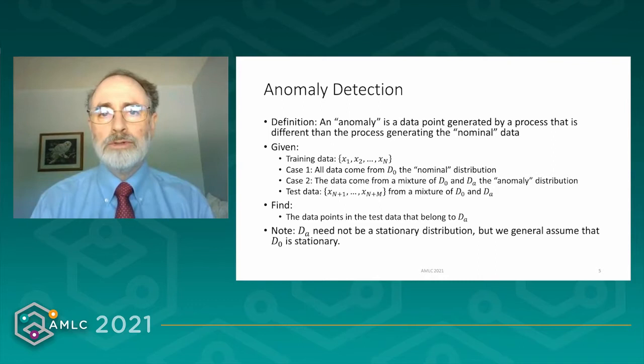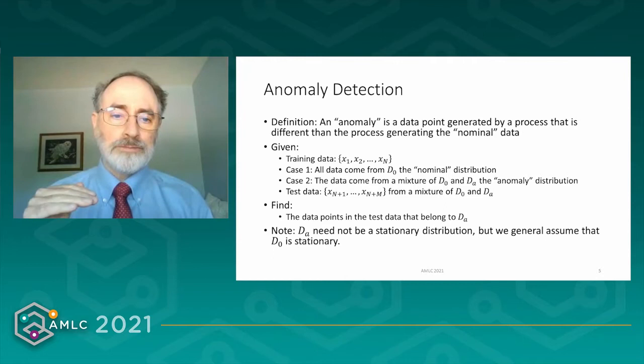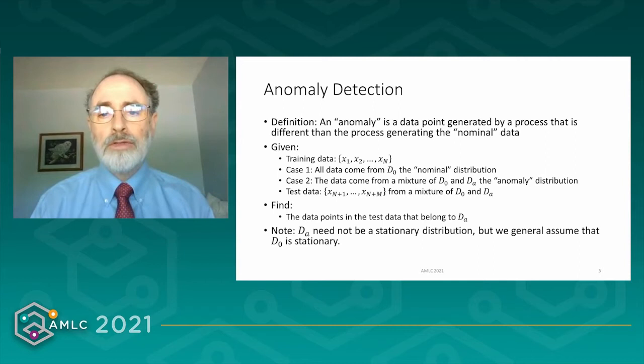But hopefully, the frequency of anomalies is small. And so we'll call the anomaly distribution DA. And then we're going to be given test data from a mixture of the two distributions. And our goal is to find the data points in the test data that belong to the anomaly distribution. Of course, we might also want to use this to clean the training data, and that would be a separate application.